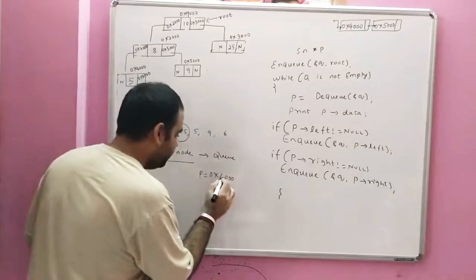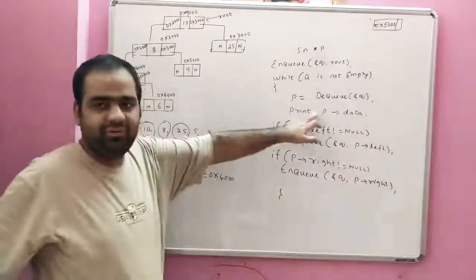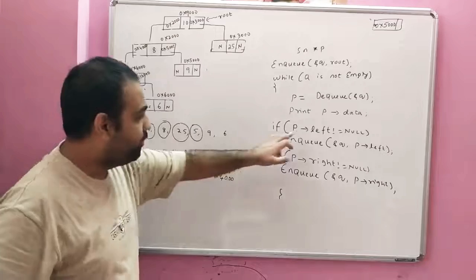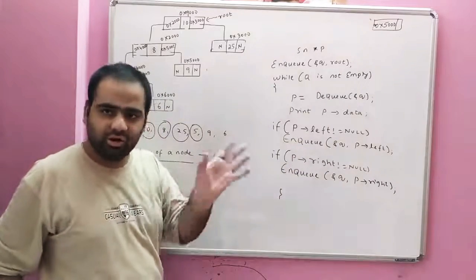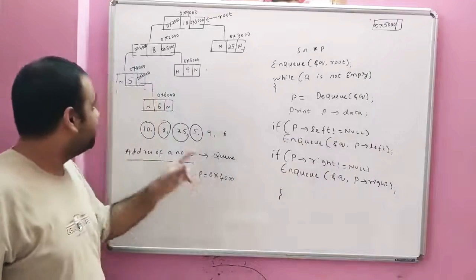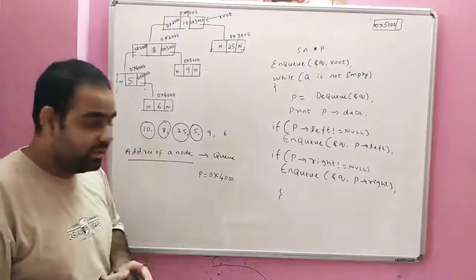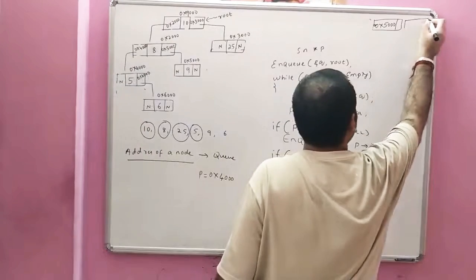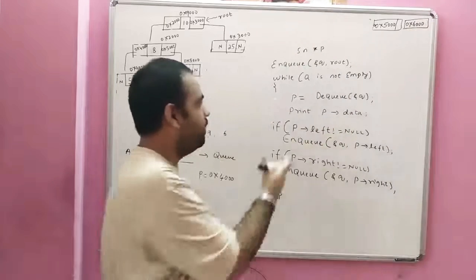And what do you DQ from the Q? You get 4000 from the Q. Okay, now you print 4000 arrow data. Now what is 4000 arrow data? It is 5. P arrow left. What is 4000 arrow left? Null. Null not equal, null is false. Do not enqueue. P arrow right. What is 4000 arrow right? 6000. Not equal to null? Yes, not equal to null. Therefore, enqueue 6000 onto the queue. Now this is the queue where I am enqueuing what? 6000 over there.